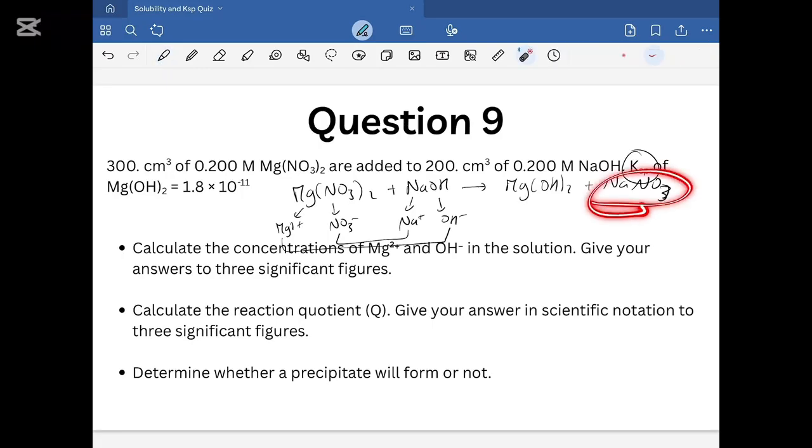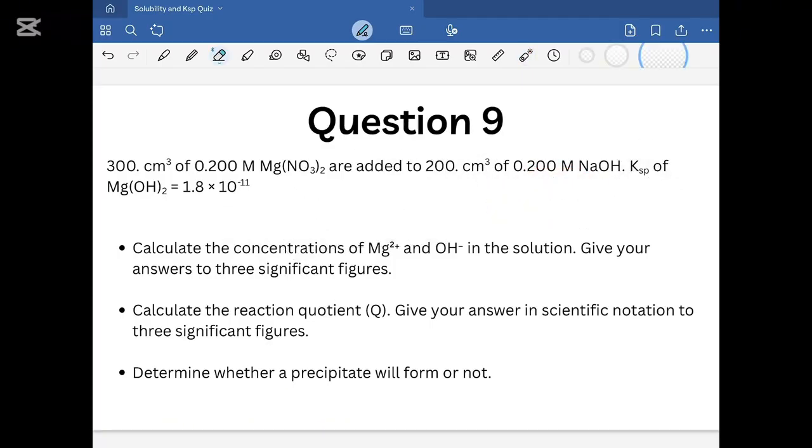So it's not going to be NaNO3, since NO3- is soluble with everything, and Na+ is also soluble with everything since it is an alkali metal ion. However, with Mg(OH)2, OH- is insoluble with the Mg2+, as usually OH- is soluble only with the alkali ions of group 1 and NH4+. So this is going to be the precipitate, which is Mg(OH)2.